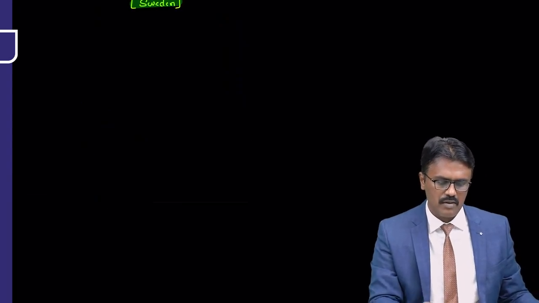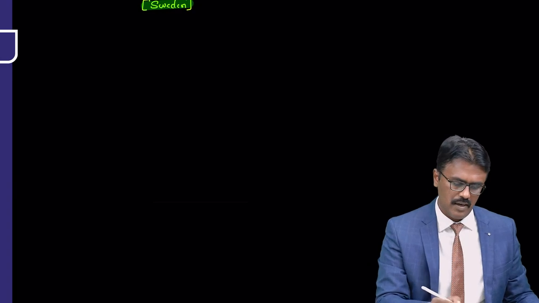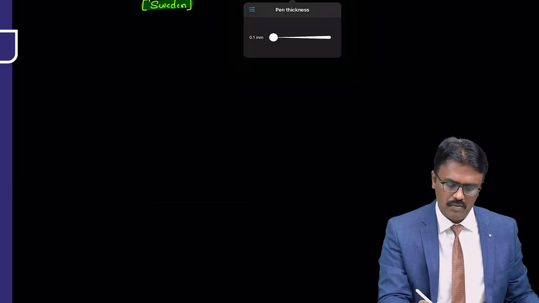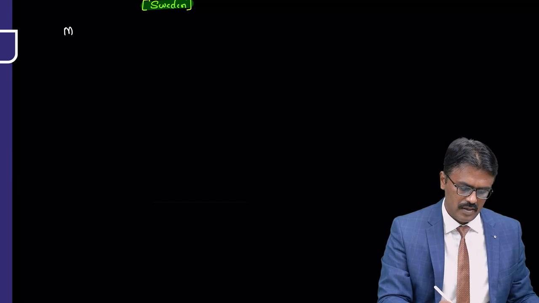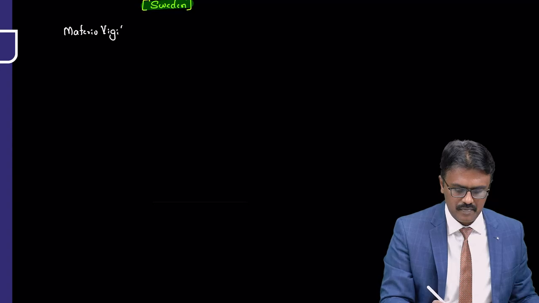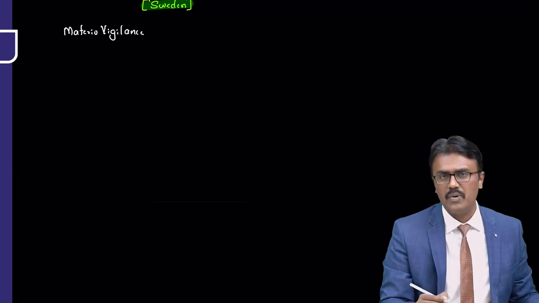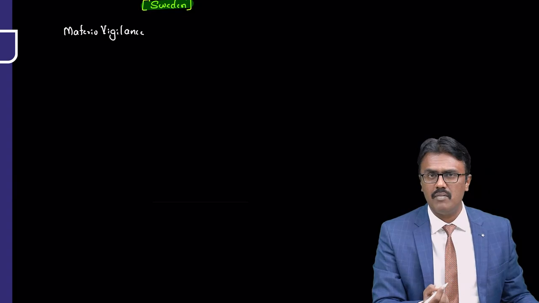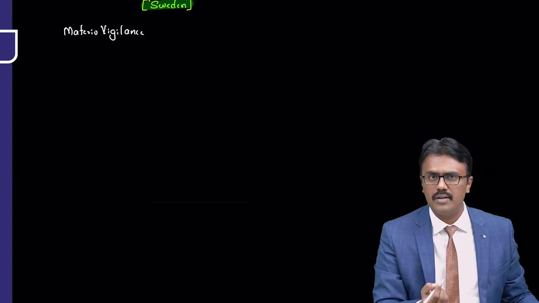Now, similar to drugs, do we have vigilance for other things also? Yes, we have vigilance for material. It is called materiovigilance. Suppose we are putting a stent and stent had some problem, and you have to report that also.